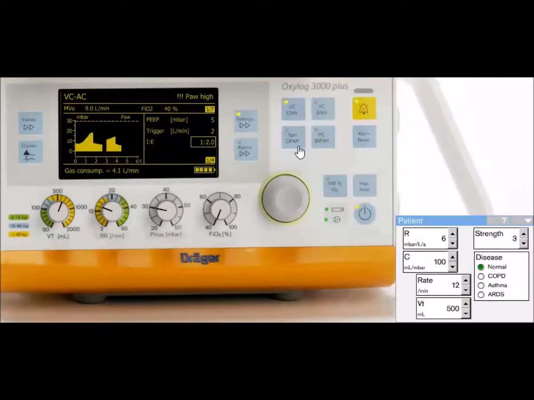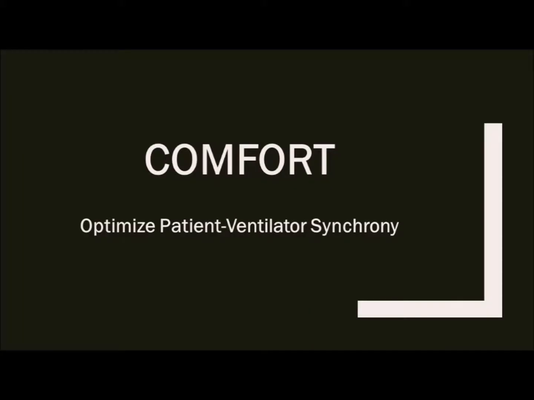It's all user input. With our second goal of mechanical ventilation, patient comfort, our main objective is to optimize patient ventilator synchrony.